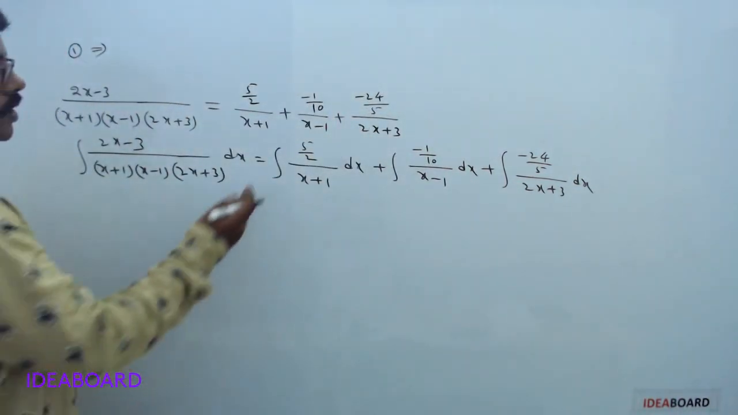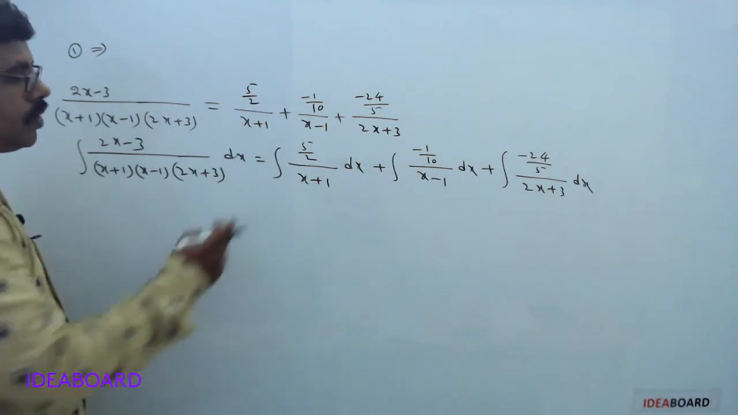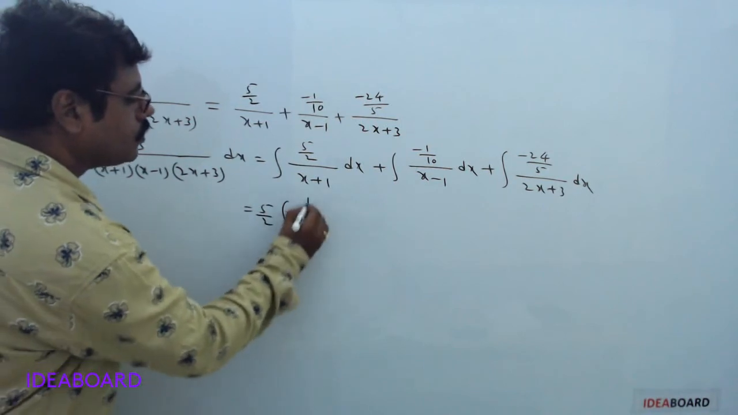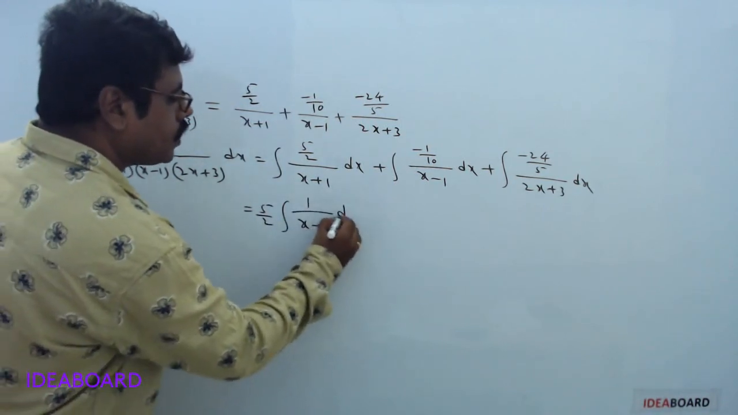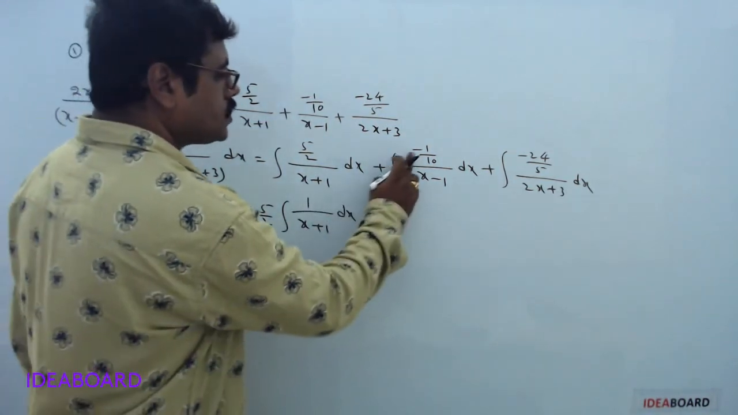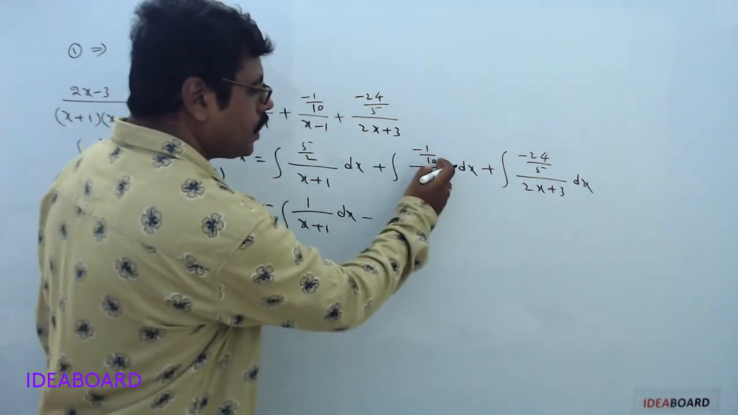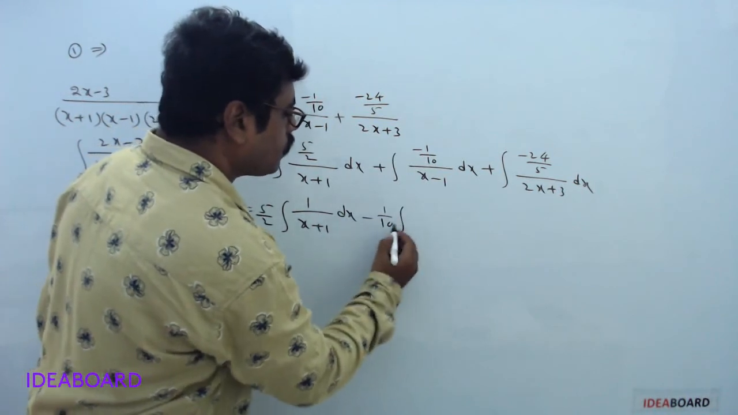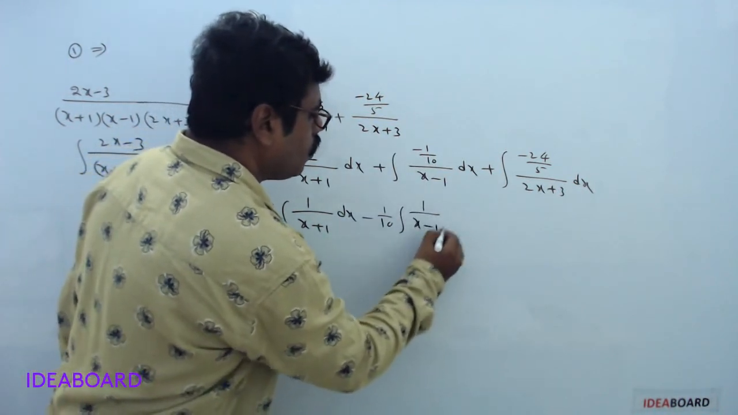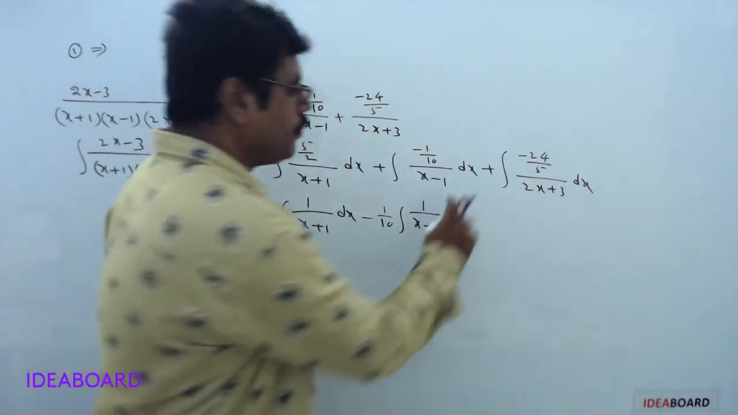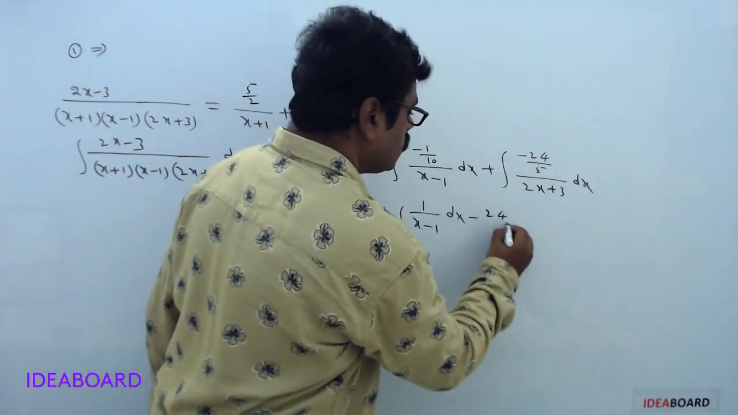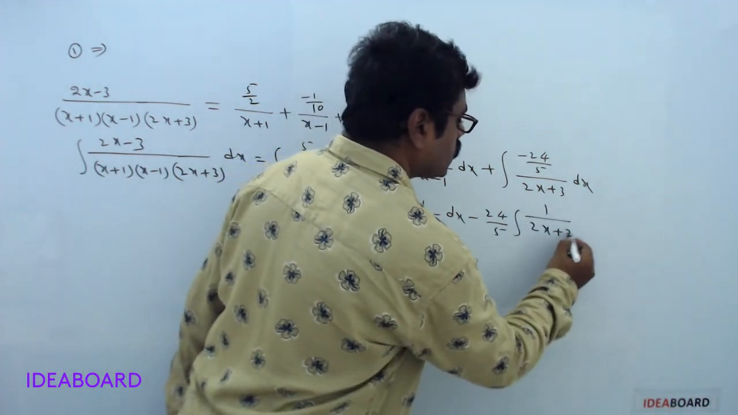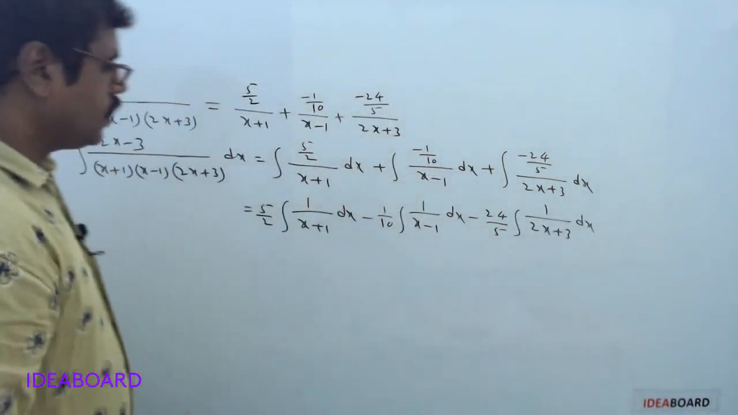Now come to the simplification. Here 5 by 2 is a constant term. You can take it outside of the integral. 5 by 2 into integral 1 divided by x plus 1 dx. Here plus into minus 1 by 10 is the constant term. You can take it outside of the integral. Minus 1 by 10 into integral 1 divided by x minus 1 dx, plus into minus 24 by 5 into integral 1 divided by 2x plus 3 dx.